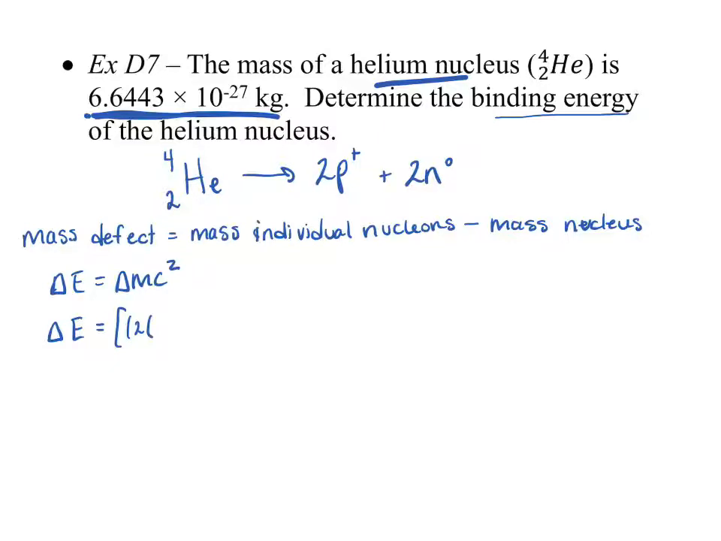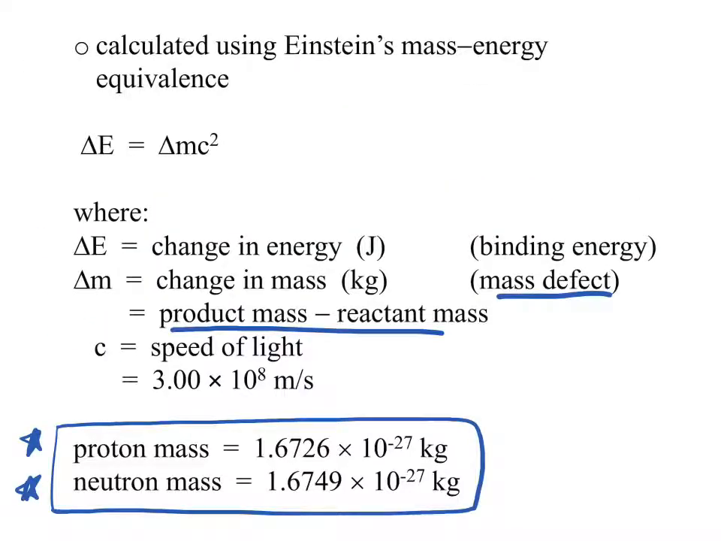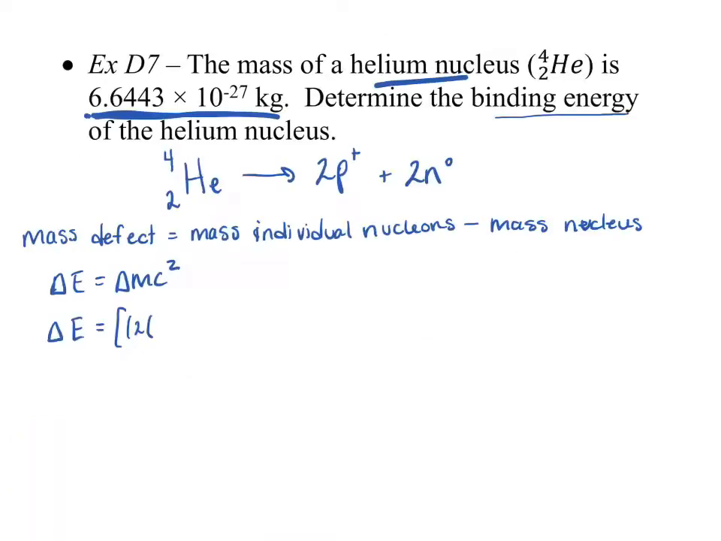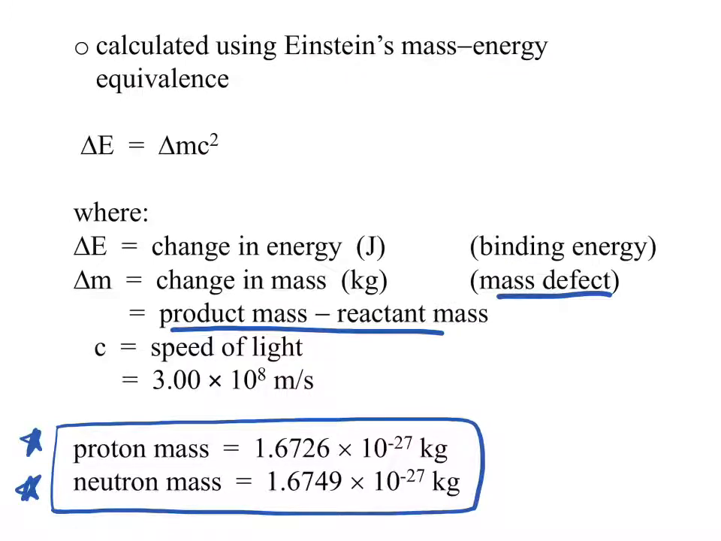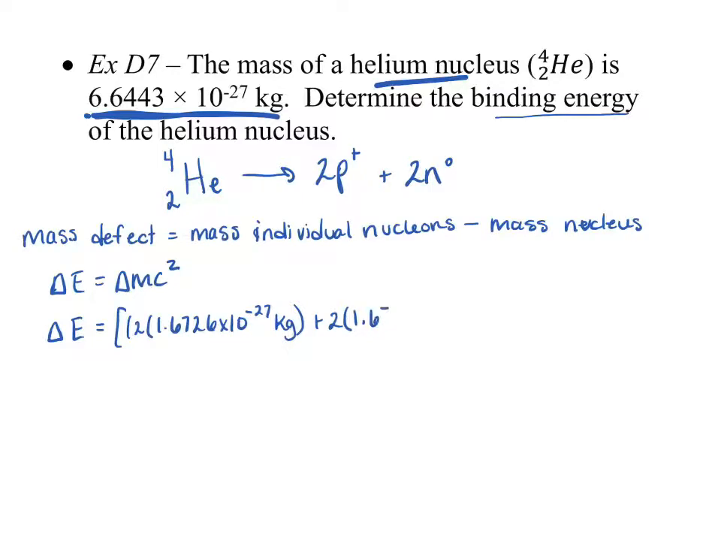Okay, so what do we have here? We have two protons, so proton mass was 1.6726 × 10⁻²⁷ kilograms. Okay. To that, I need to add the mass of the two neutrons. So that was 1.6749 × 10⁻²⁷. Okay, so that would be the mass of just the individual nucleons, and now from that I have to subtract the mass of the nucleus, which we found out was 6.6443 × 10⁻²⁷ kilograms.